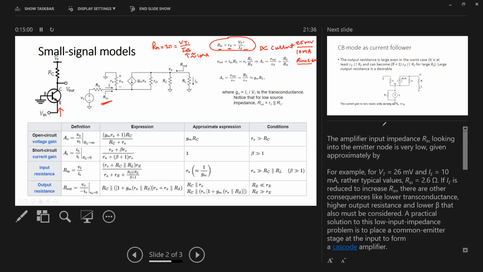So coming back here, if you reduce the value of Ie in order to increase your Rin, there are some consequences: your transconductance, gm, drops, your output resistance increases, and your beta also goes down. So these things you need to consider. The practical solution to this low input impedance problem is to place the common emitter stage at the input to form a cascade amplifier.